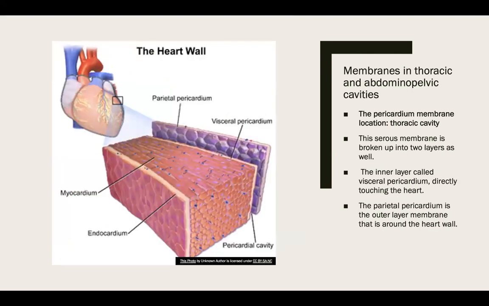The second membrane in the thoracic and abdominal pelvic cavity is the pericardial membrane. The location of this membrane is in the thoracic cavity, specifically located in the heart. This membrane is also broken up into two layers. The inner one is the visceral pericardium, which is directly touching the heart, and the parietal pericardium is the outer layer membrane, which is around the heart wall.